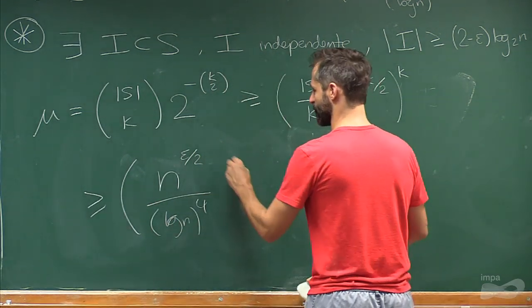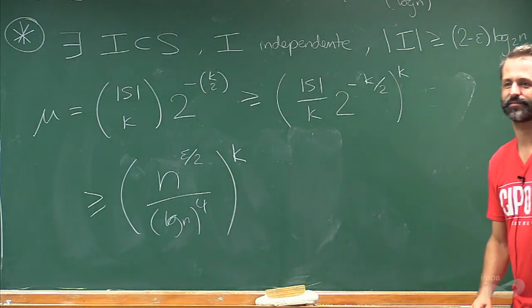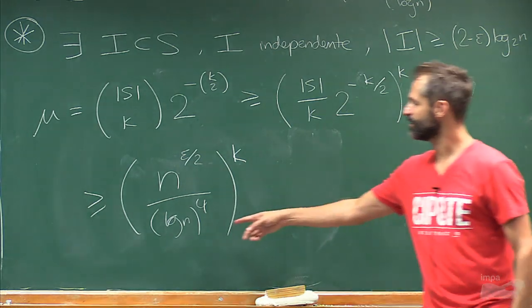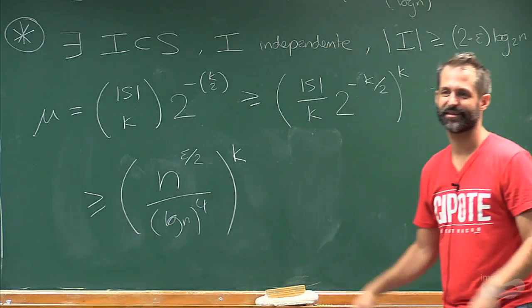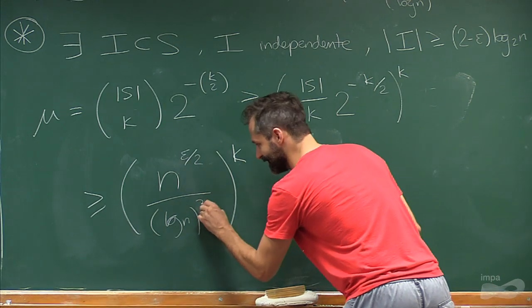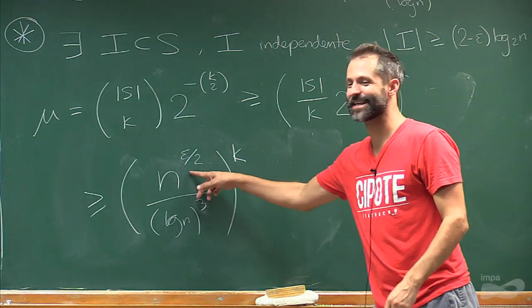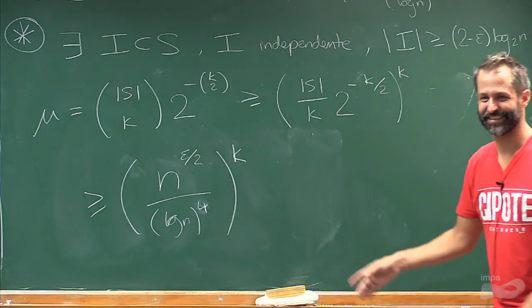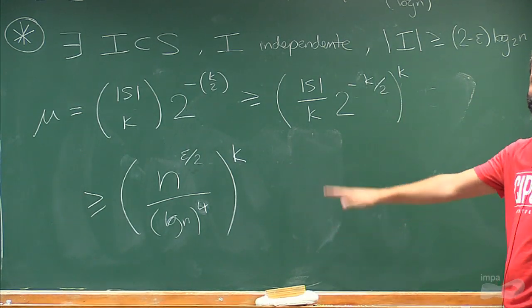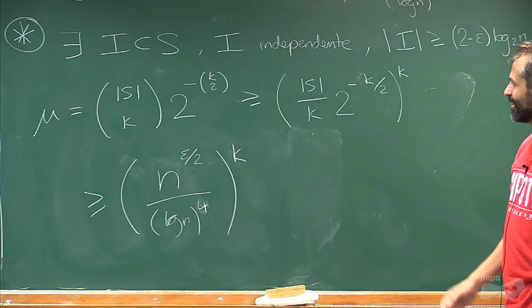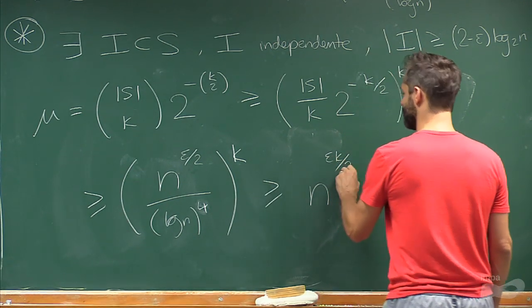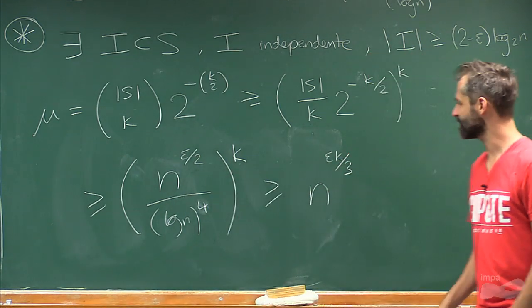I'll put to the 4, whatever, to make sure it's smaller. To the k. Just to make it smaller, just because I was ignoring constants. So I'll put a 3 if you're happier. I mean, this thing wins, right? So it doesn't matter. Just to show that I don't care, I'll put a 4. Whichever. You put a 10 to the 10 if you like. Okay. So this is at least n to the epsilon k over 3, because this is much smaller than that.